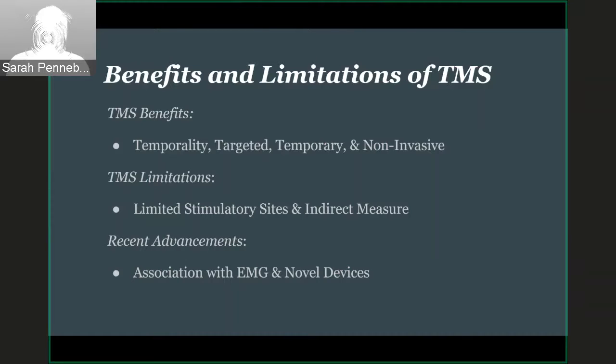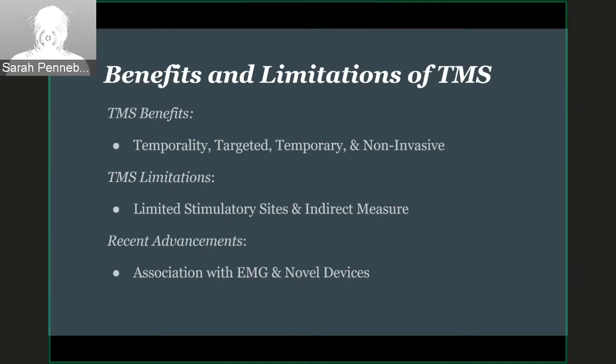However, there are limitations that are frequently highlighted for TMS, one of which is that TMS stimulation sites are limited to those that can produce a peripheral response, like a site in the motor cortex. And TMS also cannot be used to infer cortical activity directly, so it can't measure action potentials and firing as a result of a technique, the way EEG is able to.